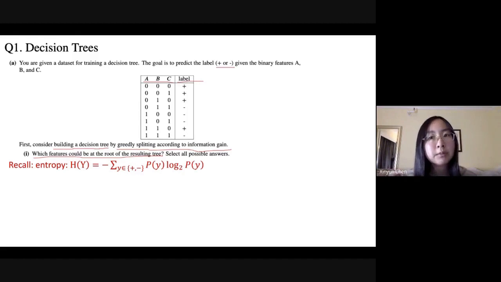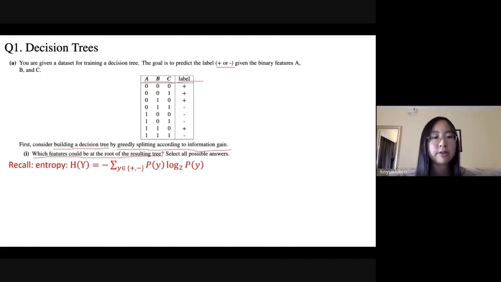This is the minimum entropy we could get for a random variable. On the other hand, suppose the probability of y equals to each label is 0.5, then our entropy becomes 1, which is the maximum value of the entropy we can get.